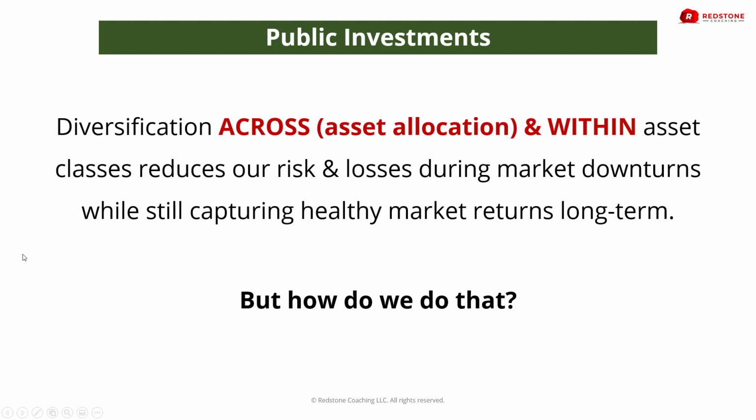So ideally, kind of what we want to do is diversify across asset classes and within asset classes to reduce our risk and losses during market downturns while still capturing healthy market returns long term. But how do we do that? And that was the biggest question that I asked myself. That was the biggest question that I'm sure everybody asks. All right, well, that's great. Reduce risk, make money. How do we do that?